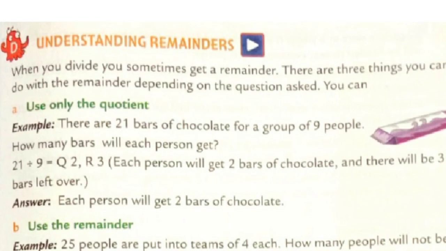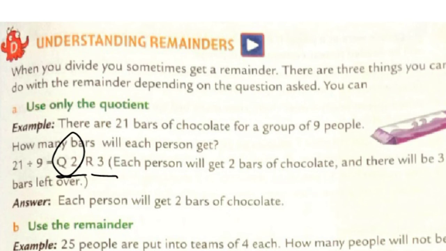Example, there are 21 bars of chocolate for a group of 9 people. How many bars will each person get? So here when we divide 21 by 9, we will find our quotient 2 and remainder 3. So what we can do, use only the quotient. Means we will use only this. So each person will get 2 bars of chocolate and there will be 3 bars left over. Okay, this type of answer we can frame.